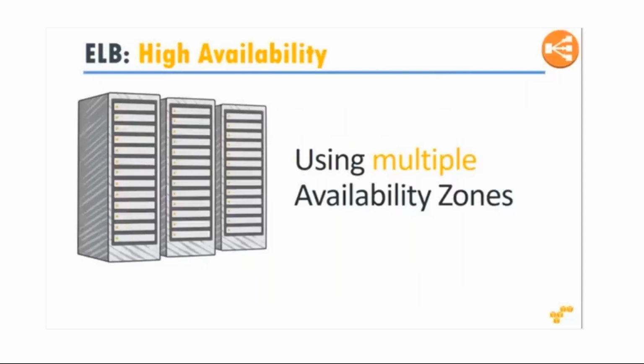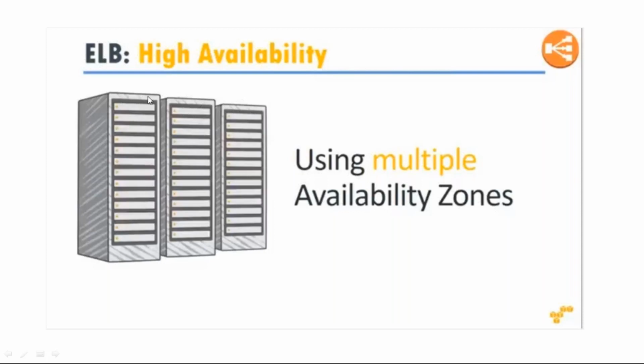High availability using multiple availability zones. For example, I configured the load balancer in the same availability zone. An availability zone is nothing but a data center. We already discussed this. We have three availability zones in Mumbai, which means three data centers are in Mumbai: ap-south-1a, 1b, 1c.